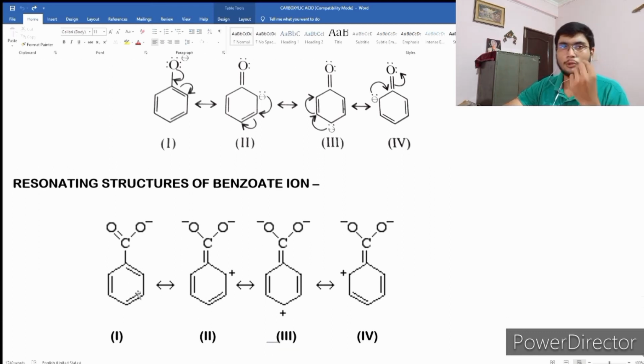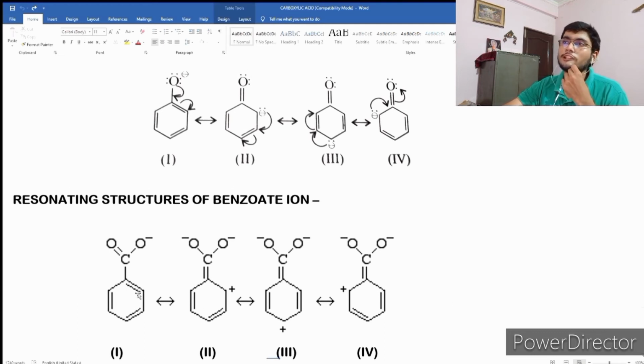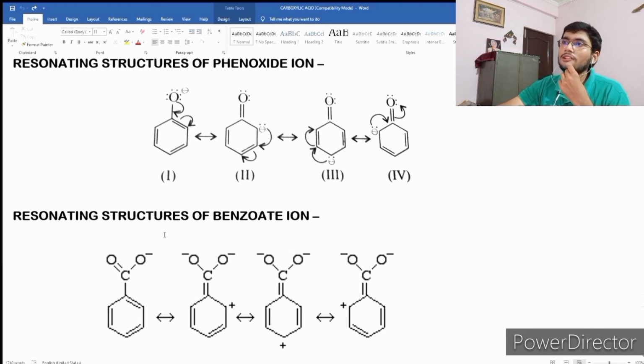Also, one more way to explain this is that if you see the second, third and fourth structures of the phenoxide ion, it has a negative charge at the ortho position and para position. Now these three structures are quite unstable. Why? Because carbon is less electronegative in nature, and having a negative charge on a less electronegative atom creates instability.